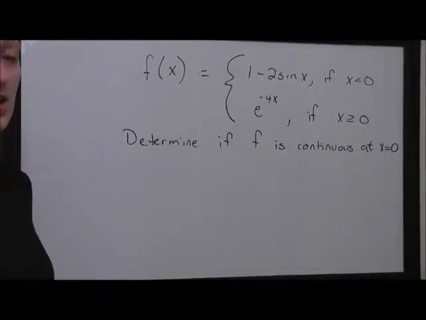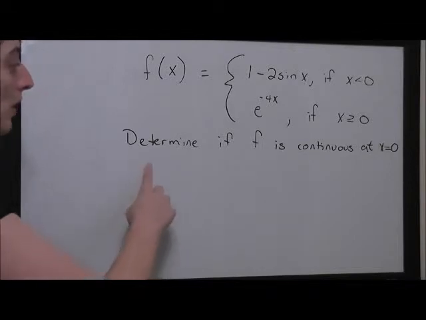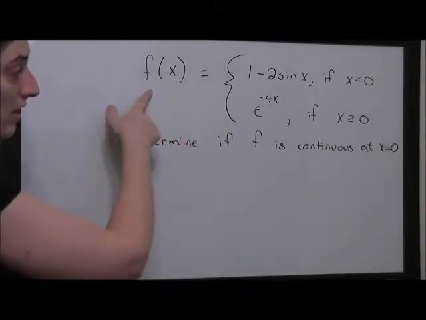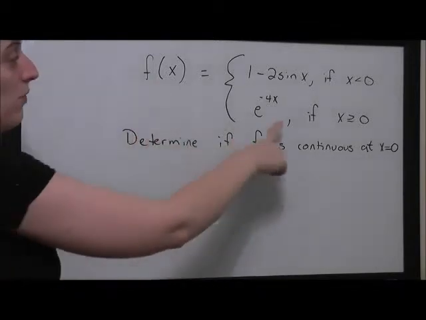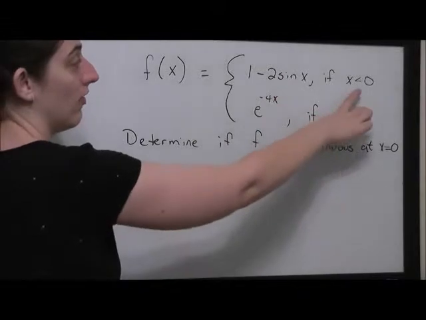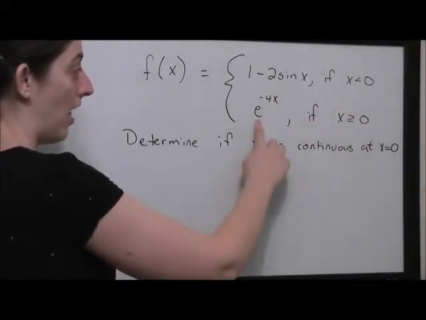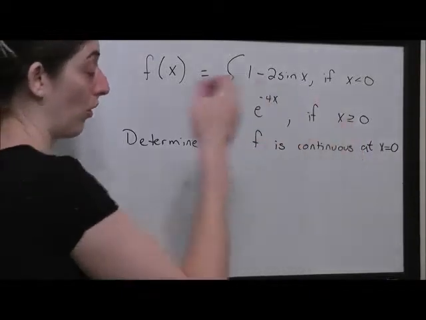So we're going to continue our discussion of continuity with this example. We want to determine if f is continuous at x equals 0. You can see f is defined with this piecewise function. So we use the top equation for x smaller than 0 and the bottom equation for all x's equal or greater than 0.